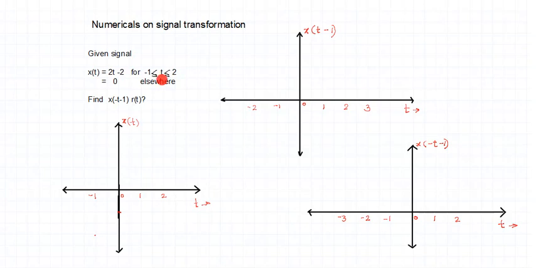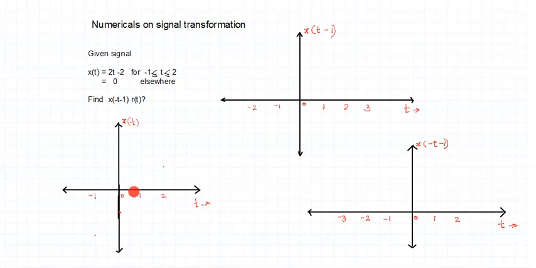The last time instant, when t takes a value 2, 2 into 2 is 4, 4 minus 2 is 2. So at 2, I expect the magnitude to be plus 2. So you have got your points now. At minus 1 it is minus 4, at 0 it is minus 2, at 1 it is 0, and at 2 it is 2.